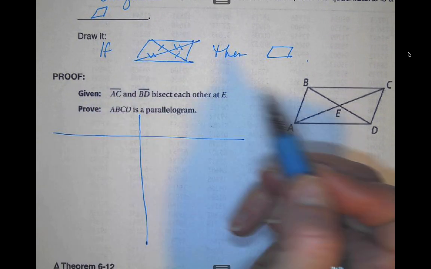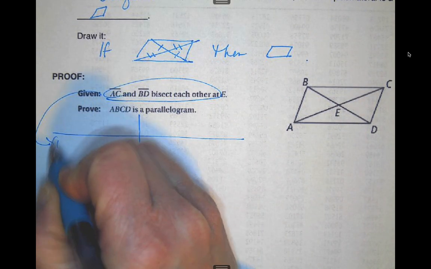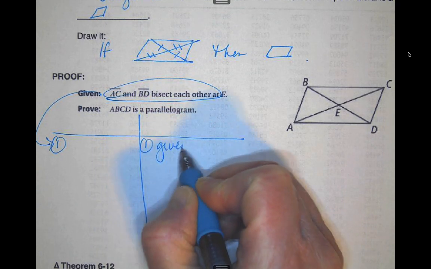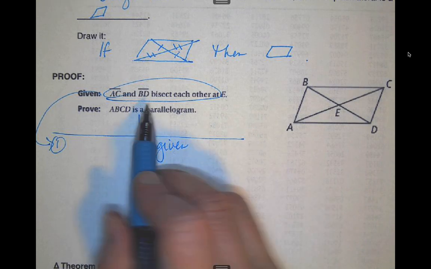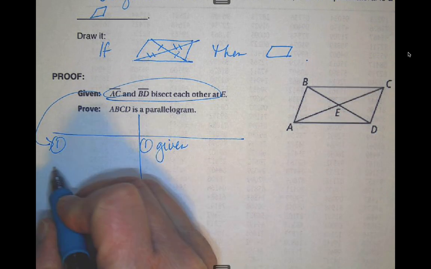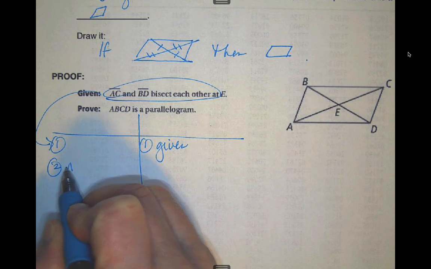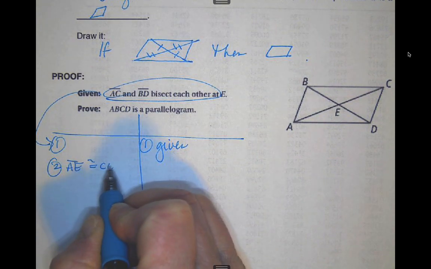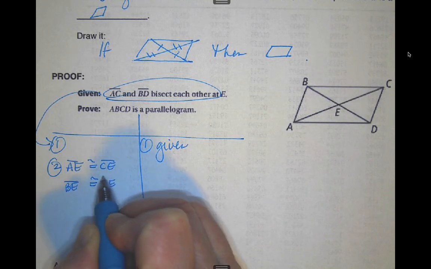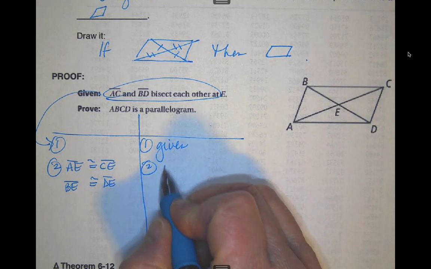Proof time! So I'm proving this theorem up here. I'm not going to use the theorem, I'm proving it. So it says AC and BD bisect each other. If they bisect each other, then AE is congruent to CE and BE is congruent to DE. So that's the definition of a bisector.